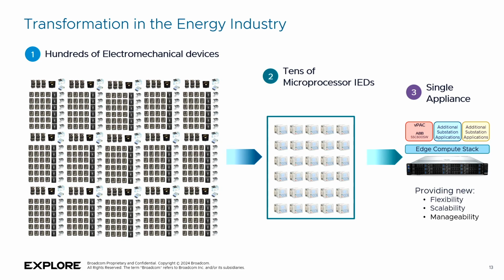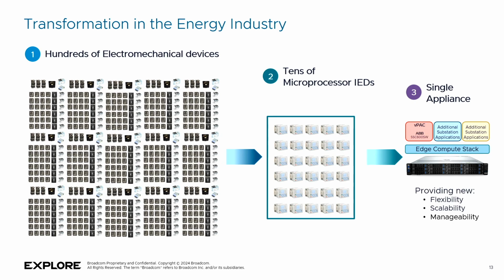And they offered, you know, a huge improvement in function and reduced from dozens of devices that it takes to operate or protect a power system element down to, you know, one for those dozens. And then we expect that same sort of transformation as we move into the single appliance, which would be the server hosting applications like PAC and then the adjacent applications that would support that. But obviously we're going to get new flexibility.